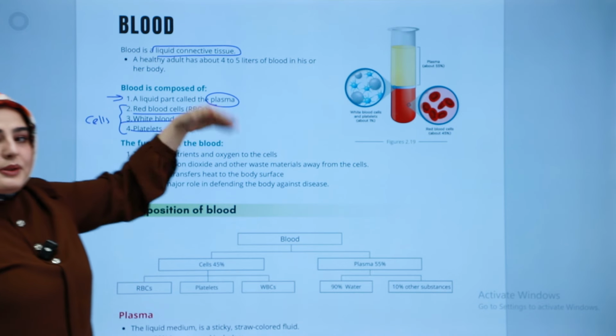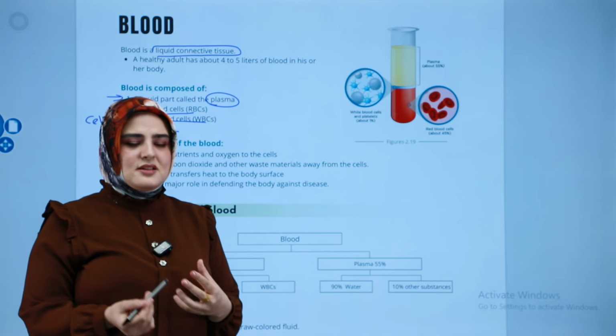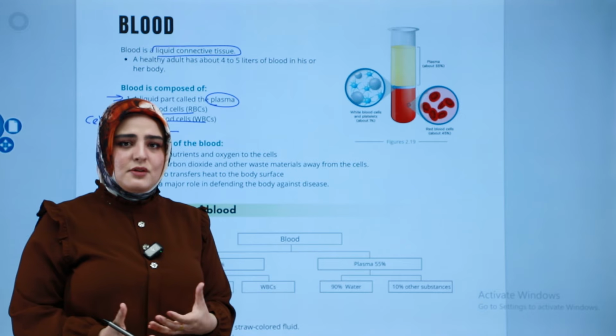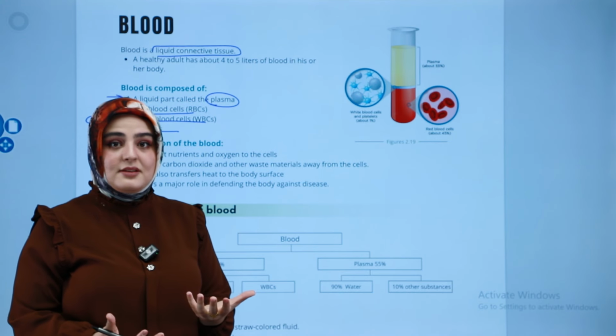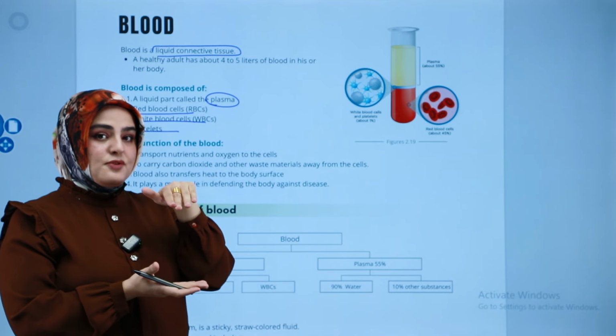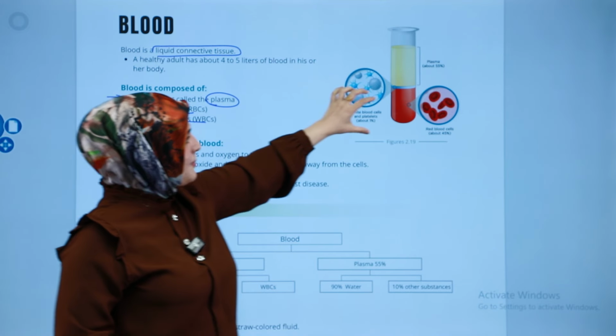If you separate blood by a centrifuge, a device that maybe your school has, or maybe you went to a laboratory for checking your blood, the device is spinning so fast that it separates the liquid from the cells.